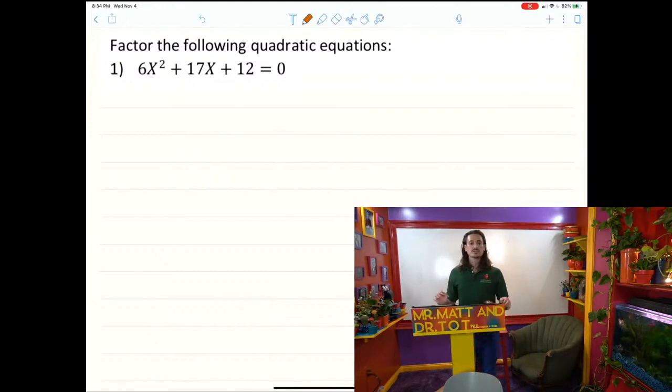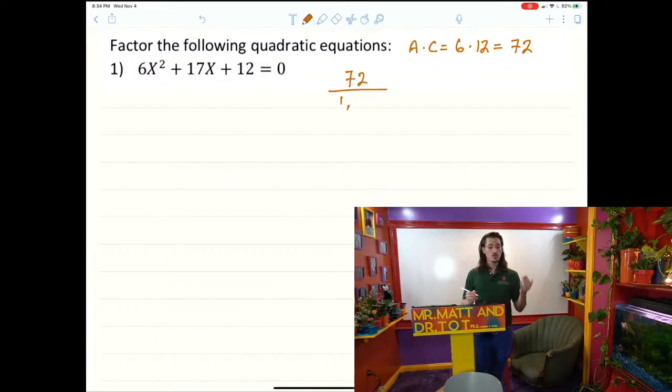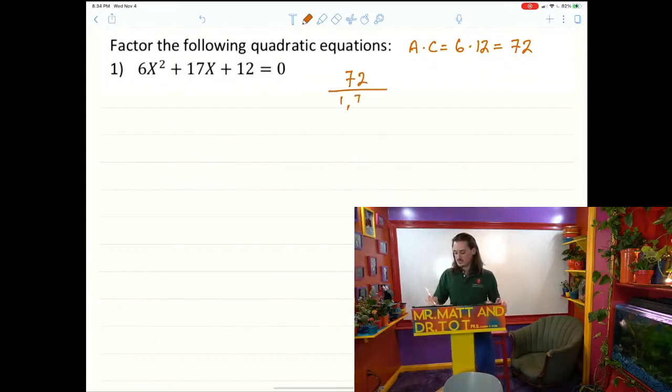So we're no longer considering just factors of c. We have to consider factors of a times c. A times c is 6 times 12, and that is 72. So we're considering factors of 72. Again, this is a larger number, so we want to go about this in a systematic way. Start with 1 and 72. 2 goes into 72 36 times. 72 divided by 3 is 24.